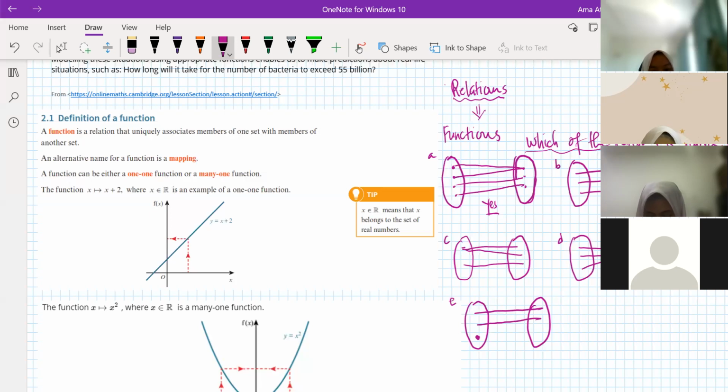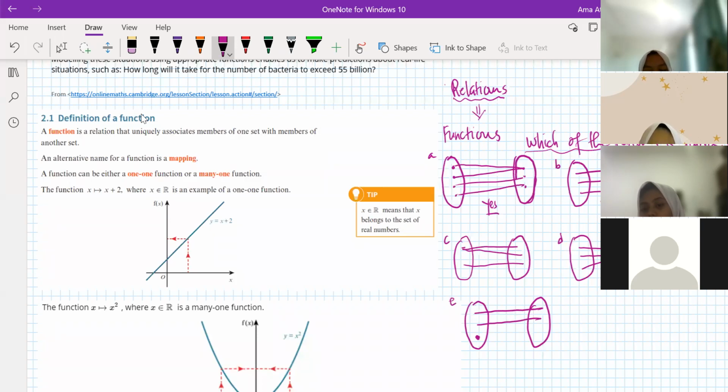Okay, number B, I will ask Talita Shakira. Talita, number B, is it a function? Yes, Miss. Okay, so we will say yes. All right.